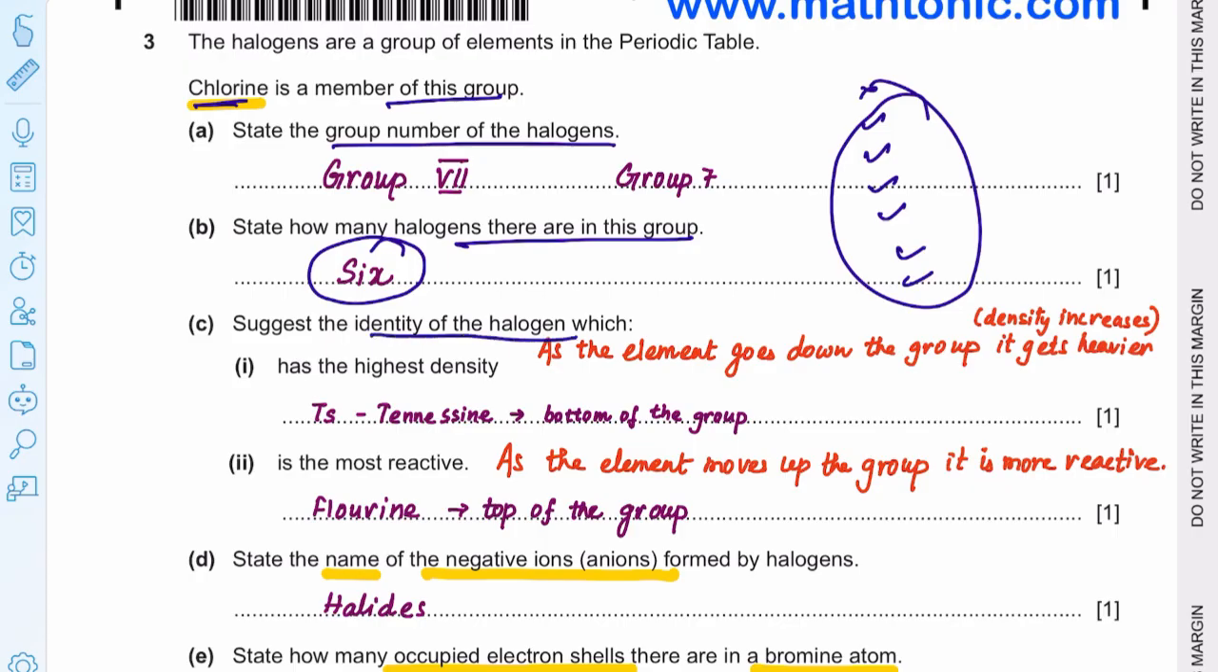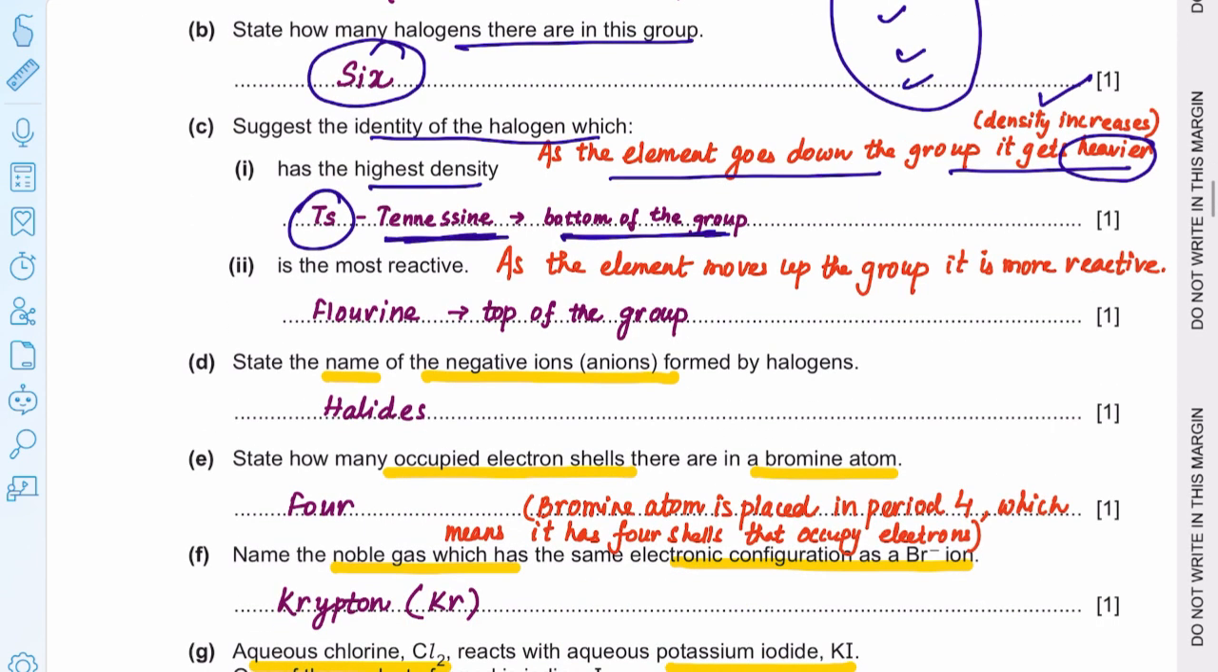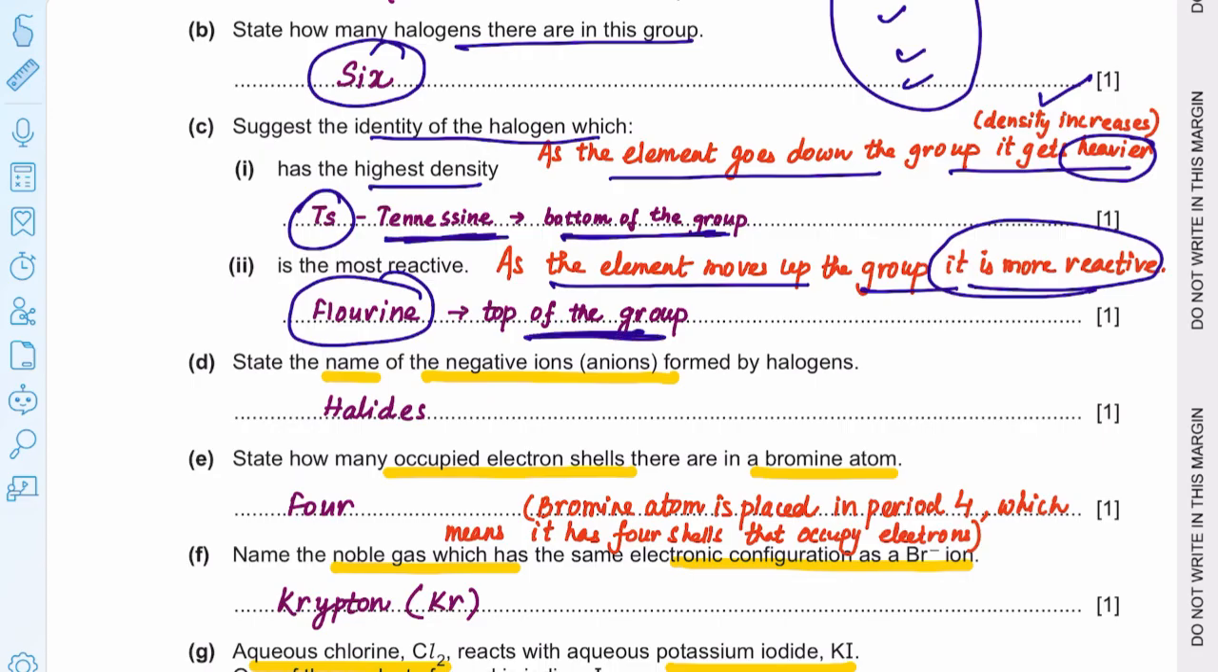Suggest the identity of the halogen that has the highest density. Listen, as the element goes down the group, it gets heavier, which means the density increases. So at the bottom of group 7, TS, or tennessine, will be the highest density element. As the element moves up the group, it is more reactive. That means the element at the top of the group, fluorine, is more reactive.